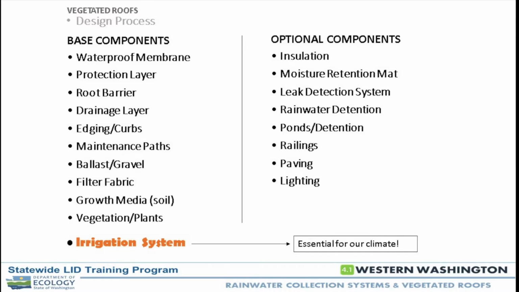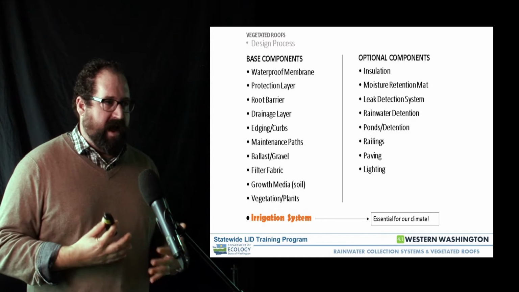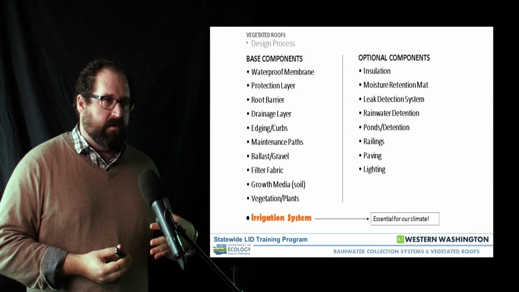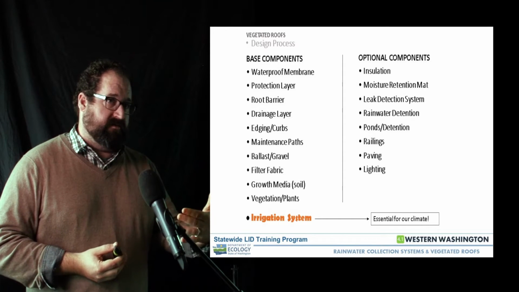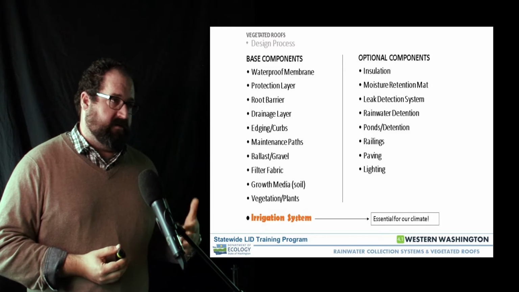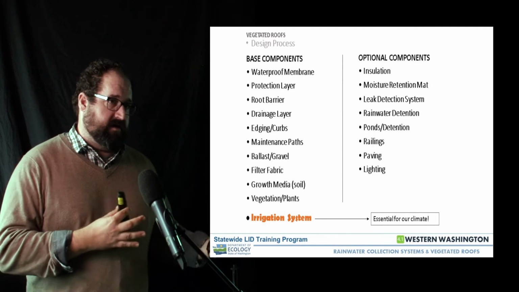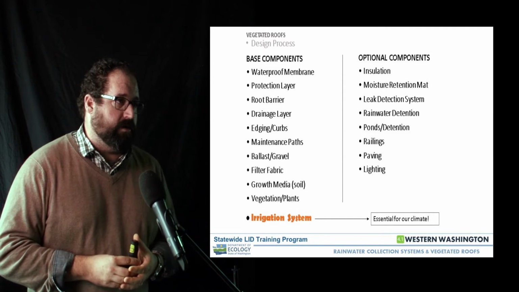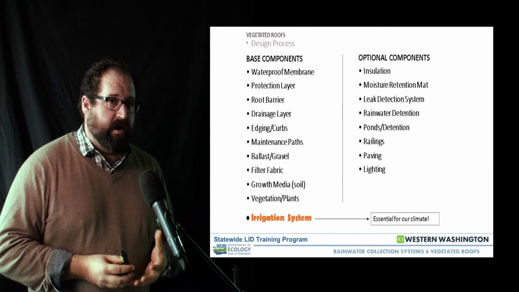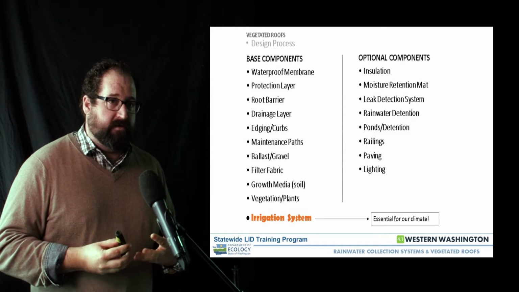And then depending on the complexity of the roof and the elements, edging, curbs, maintenance pathways, ballasted areas, the process is really integrated. It has to be, because you're working with architectural elements, you're working with specific waterproofing requirements, manufacturer's requirements. So the architect, landscape architect, or architect design team is a really integrated process in that way, and you can work through a lot of those details.